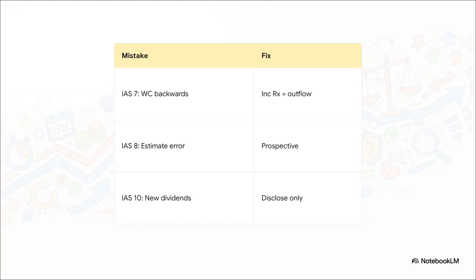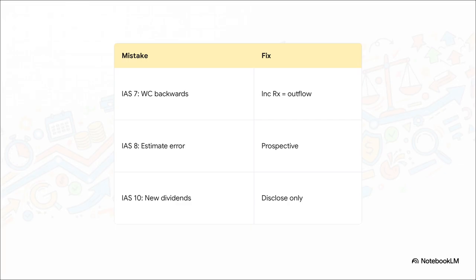First, the IAS 7 trap. Getting working capital changes backwards. It happens all the time. The fix? Always remember that an increase in receivables is a cash outflow, so you have to subtract it. Think of it like you've essentially loaned the customer money. Second, the IAS 8 trap. Treating a change in an accounting estimate like it's an error. The fix here? Just remember that changing an estimate, like a machine's useful life, is prospective. Do not restate opening balances.